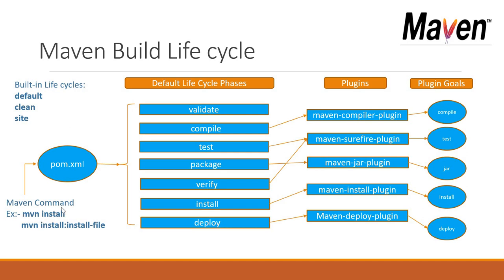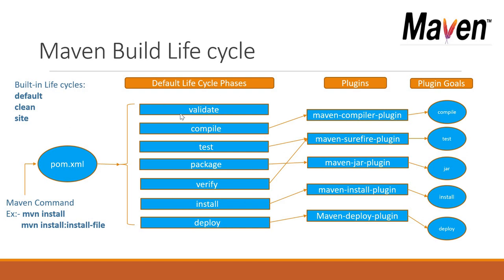So in addition to specifying the phases, we also can specify a particular goal of a particular plugin. For example, if I have the artifact already, if I don't want to build the artifact again, and if I want to install that artifact to my local repository, I can directly specify mvn install:install-file. That means I am directly specifying the install-file goal of the Maven install plugin. So that task will be executed directly without executing any of the phases before that.